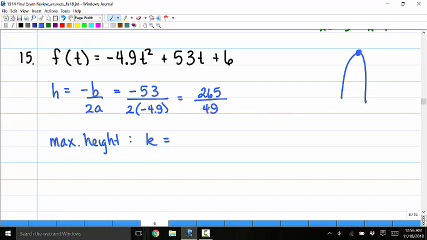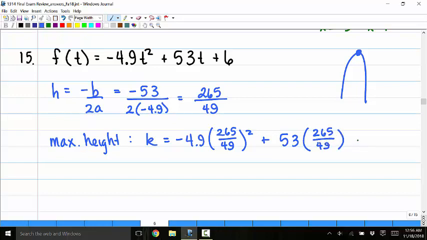Now I need to plug that value back in wherever I see a t. So I get negative 4.9 times (265 over 49) squared plus 53 times 265 over 49 plus 6. And that value is approximately 149.3.